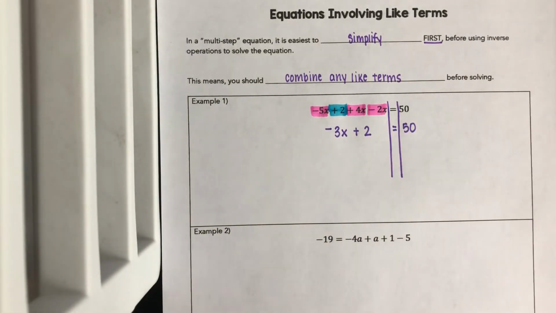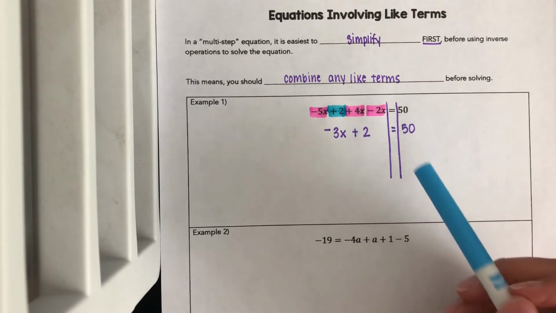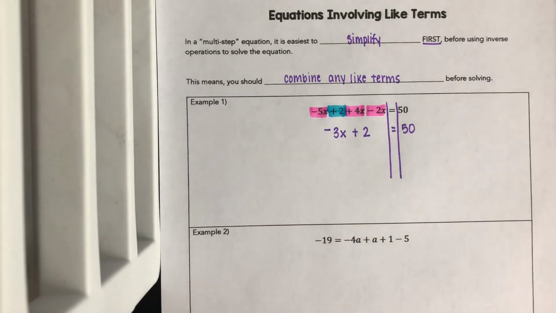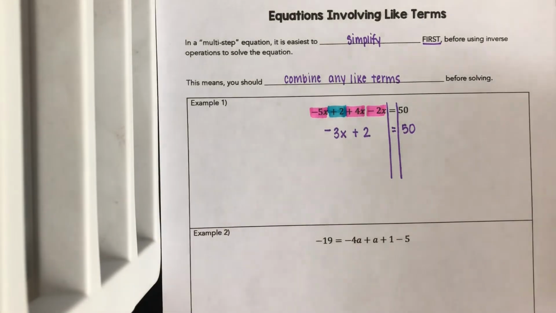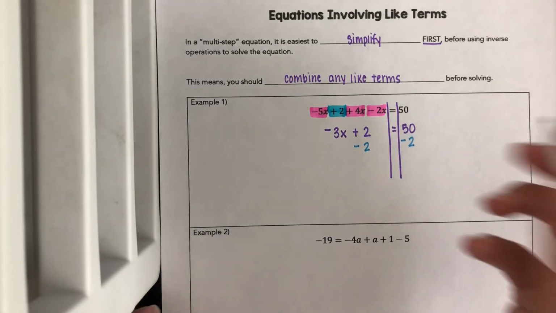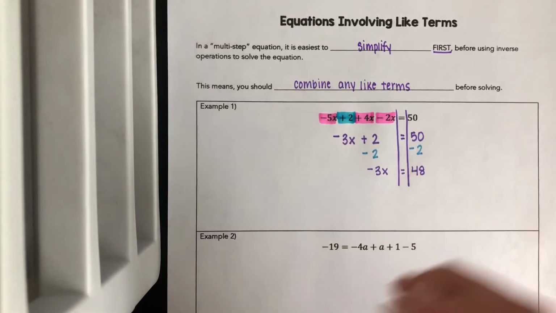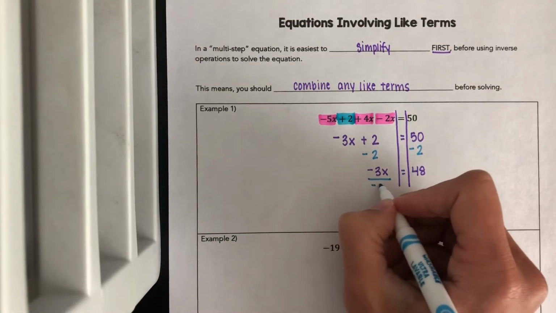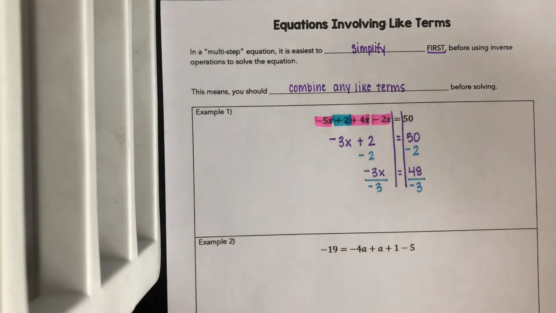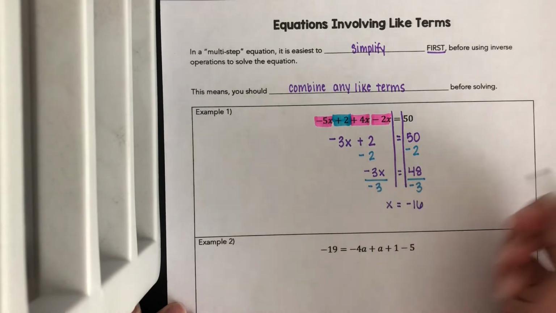Now that we have simplified the equation and made it easier for us to work with, we can actually go through and solve. You can see that now that we've simplified this equation, it looks much more like the equations that we're used to working with. So now we can go ahead and solve like we normally would. We'll undo adding 2 by subtracting 2 on both sides of the equation. Our new equation will be negative 3x is equal to 48. Then we'll divide both sides by negative 3 to undo multiplying negative 3 times x. And we're left with x is equal to negative 16.